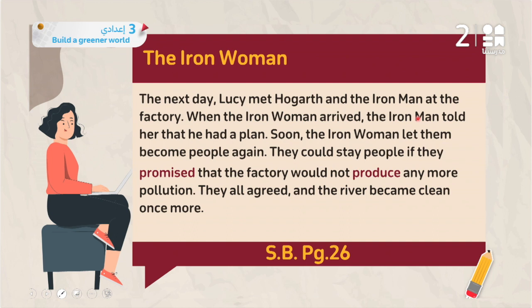To promise means that you say that you would do something. يعني أوعد. هقدر أخليهم بشر لو هم وعدوا that the factory would not produce any more pollution. إنه المصنع مش هينتج أي تلوث تاني. So they all agreed and the river became clean once more. وكلهم وافقوا والنهر رجع نضيف تاني.